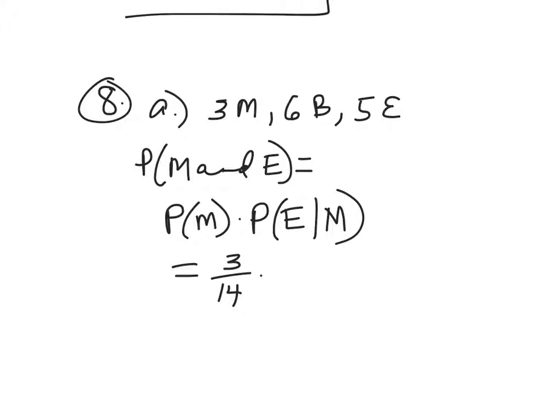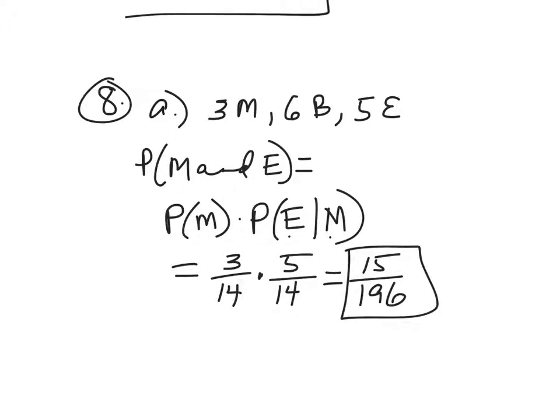Nuts. Oh well, anyway. Now, we're going to look for the probability of getting an encyclopedia, assuming we got a mystery. Well, since we replaced, it doesn't really matter whether we got a mystery or not. If we wouldn't have replaced it, it would matter. But what have we got? 5 encyclopedias now out of 14 total still. So if you take 3 out of 14 times 5 out of 14, you're going to get 15 out of 196. If you gave that to me as a decimal, that'd be fine too.